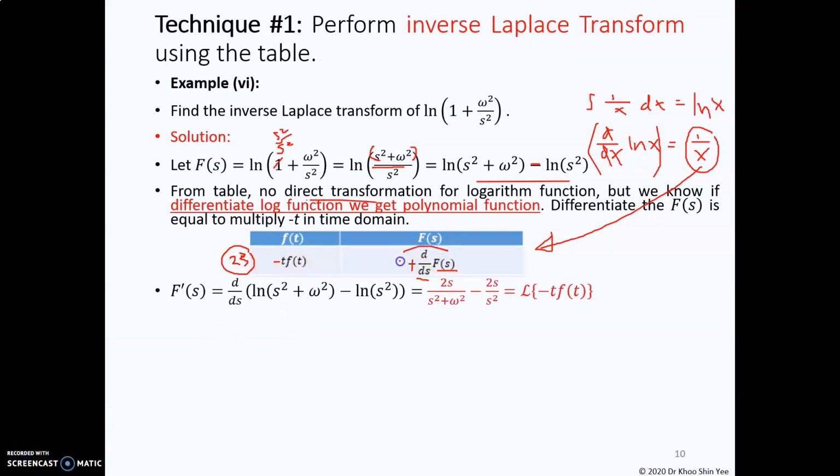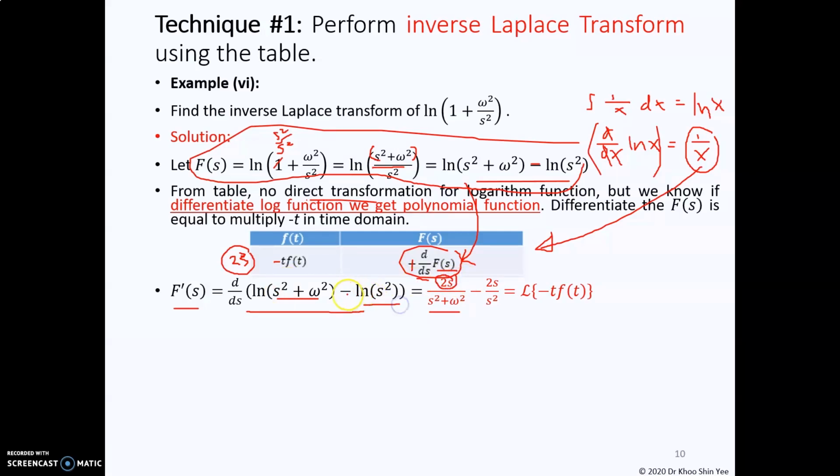So with that, let's compute this term where you have d/ds F(s) is equal to F'(s). Then we can substitute the F(s) inside here to obtain this term. So when we differentiate with respect to s, s² + ω² at the bottom, and you differentiate s², you get 2s at the top. Then for this term, you have negative 1 over s², which is this, and you differentiate the term inside, you get 2s at the top. So this is equal to the Laplace transform of negative t f(t) based on this formula.